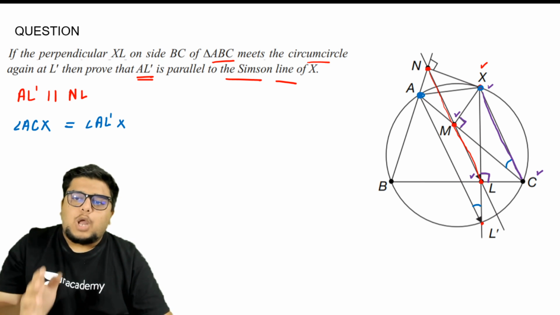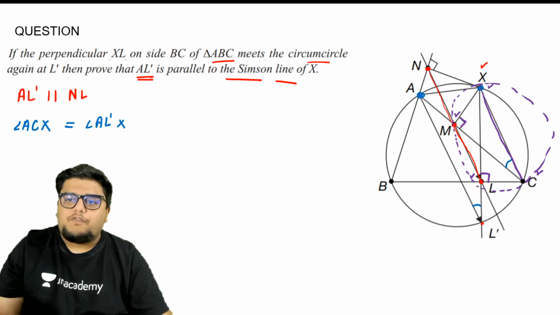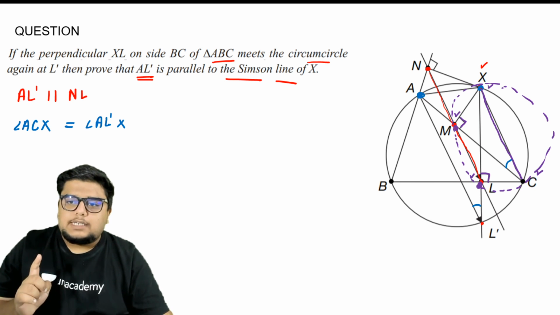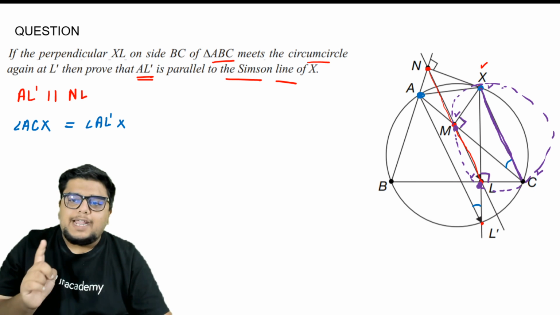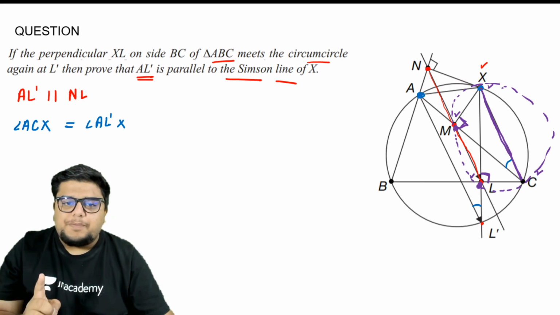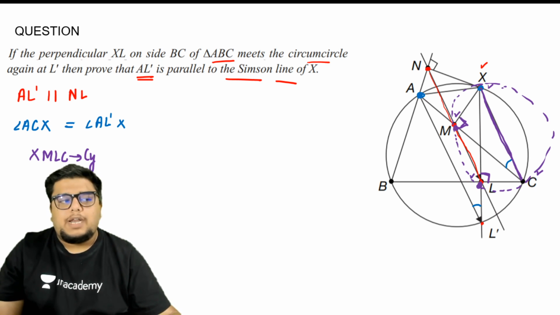ठीक है? Now if this line is the diameter, what we will do is we will draw a circle which is something like this, passing through all the 4 points. The points are X, M, L and C. So this is the diameter. This diameter is subtending an angle of 90 degrees at M and a 90 degree angle at L. So that means that XMLC is a cyclic quadrilateral.